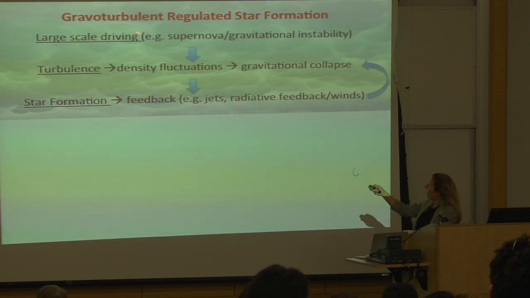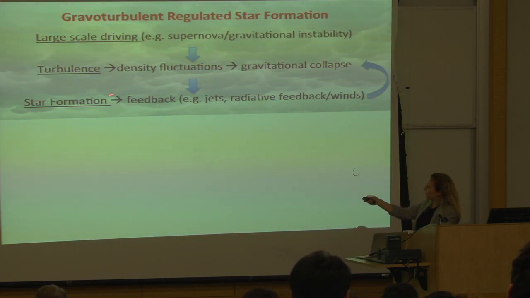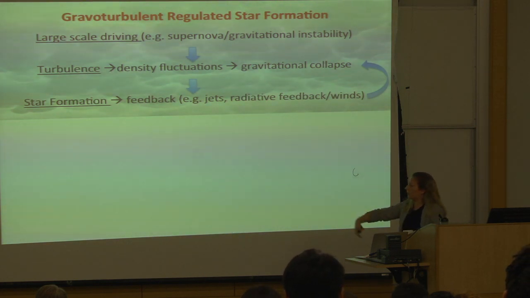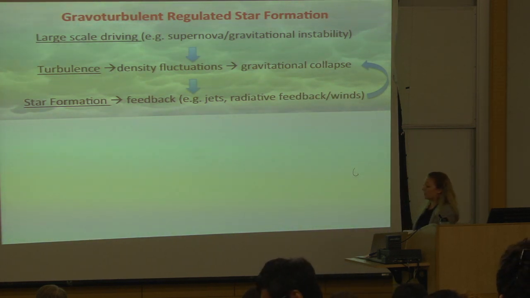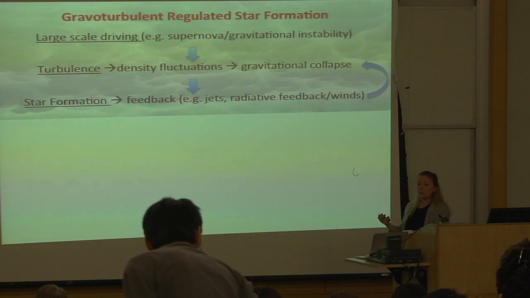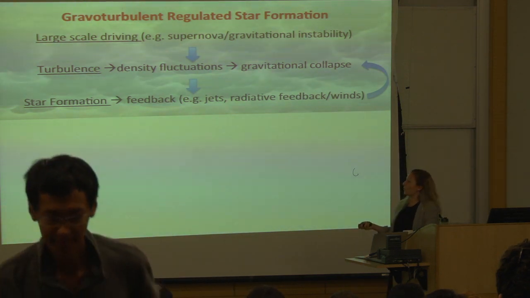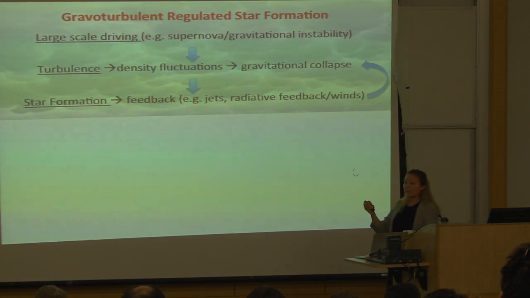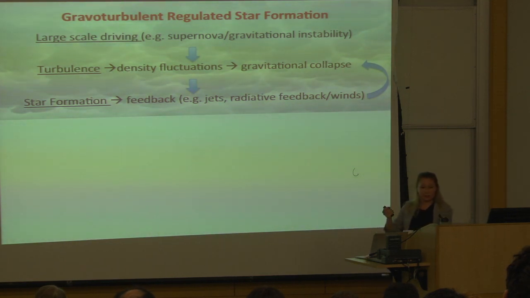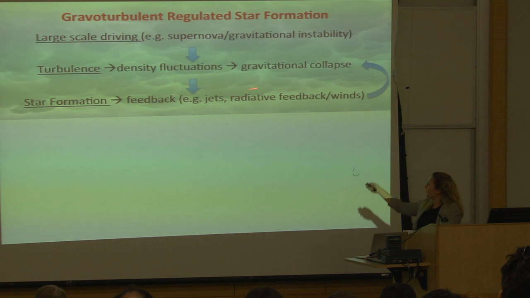So this large scale driving induces turbulence. You have this cascade that goes to smaller and smaller scales. And if this cascade is supersonic, you induce density fluctuations. Those density fluctuations, if they're strong enough, you collect enough material, it starts to collapse under its own self-gravity, and then it forms stars.